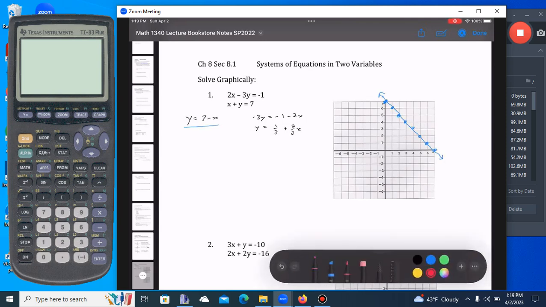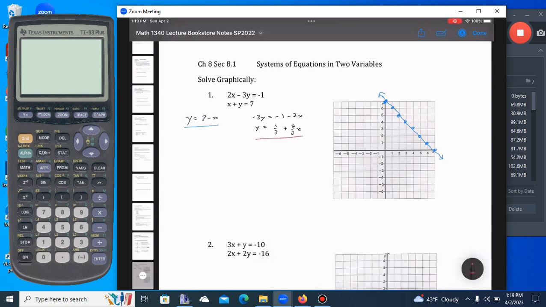Then the other one I'll plot in red. Now, this crosses at 1/3, the y-intercept. And then it'll go up 2 every time it goes over 3. So 1, 2, 3. So at 3, it goes up to 2 and 1/3. And so then we go over another 3. 1, 2, 3. And it goes up to 4 and 1/3. So this is your line.